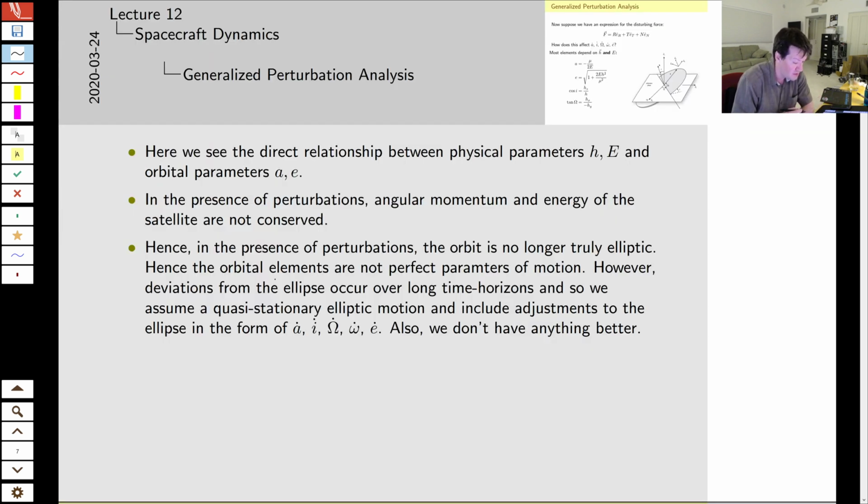Again, quasi-steady state. Momentum and energy are not truly conserved in the perturbed model. But we assume that these rates of change are relatively small, so at any moment in time we can pretend we're in elliptic motion and just calculate the rate at which our ellipse is changing its shape over time.